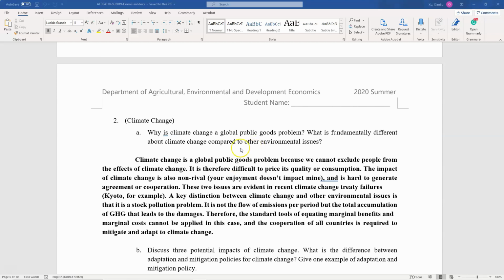And why is it a global public good problem? Because globally, it is a public good. We cannot exclude people from being affected by climate change. So it is very difficult to price the quality of the climate or the consumption of climate change. And the impact of climate change is non-rival, which means my enjoyment of this climate would not impact your enjoyment. So it is very hard to generate a global agreement or cooperation, and that is the challenge of the climate change problem.